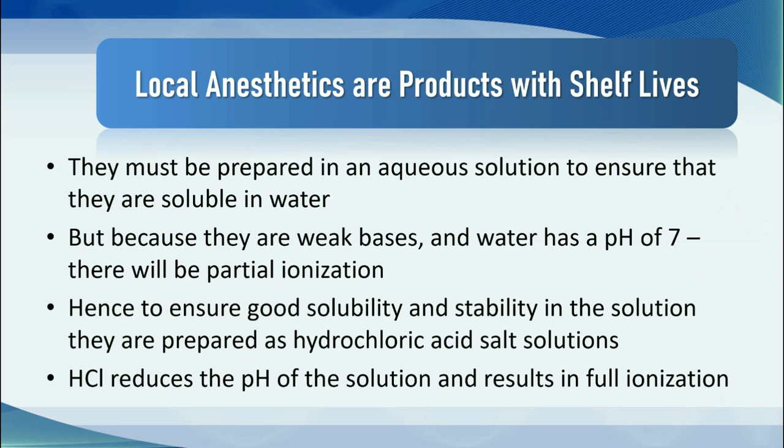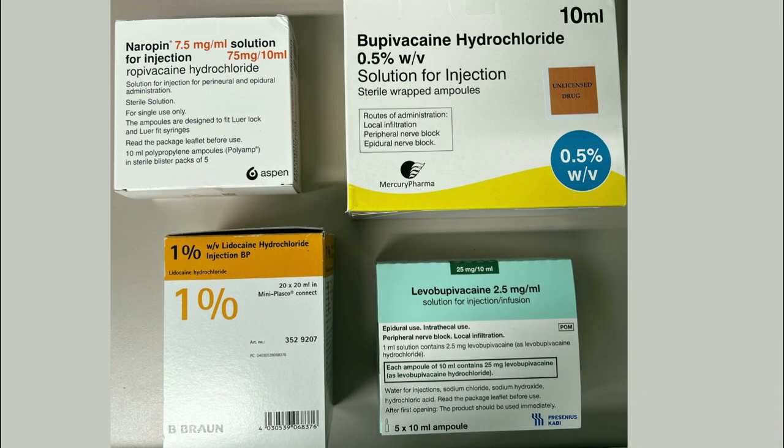Local anesthetics are products with shelf lives, so they have to sit on a shelf for a long time before you pick them up, and the best way to do that is to dissolve the local anesthetic in water. But because they're weak bases and water is a pH of 7, there will be only partial ionization and poor solubility. To ensure good solubility and stability in the solution, they're prepared as hydrochloric acid salts. The hydrochloric acid reduces the pH of the solution and results in full ionization. These are the widely used local anesthetic agents, and you can see that they are prepared in hydrochloric acid solutions.